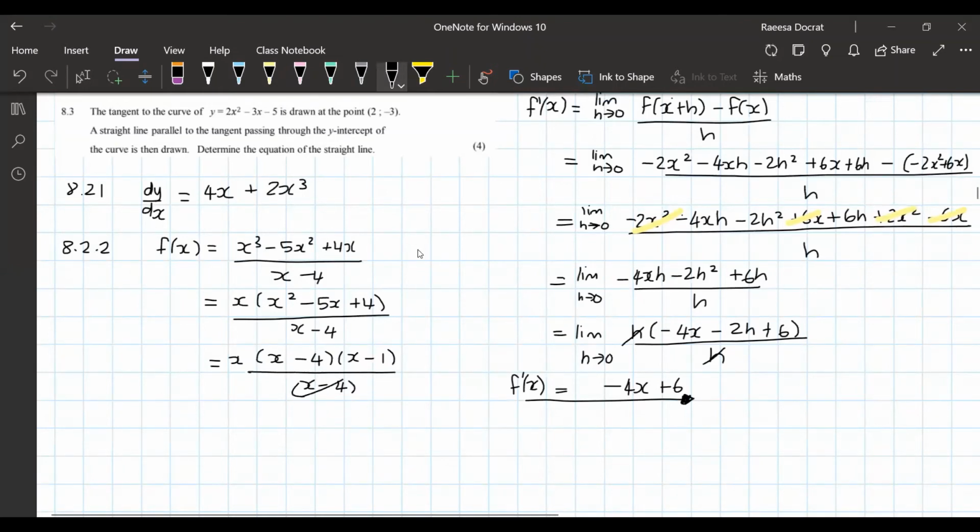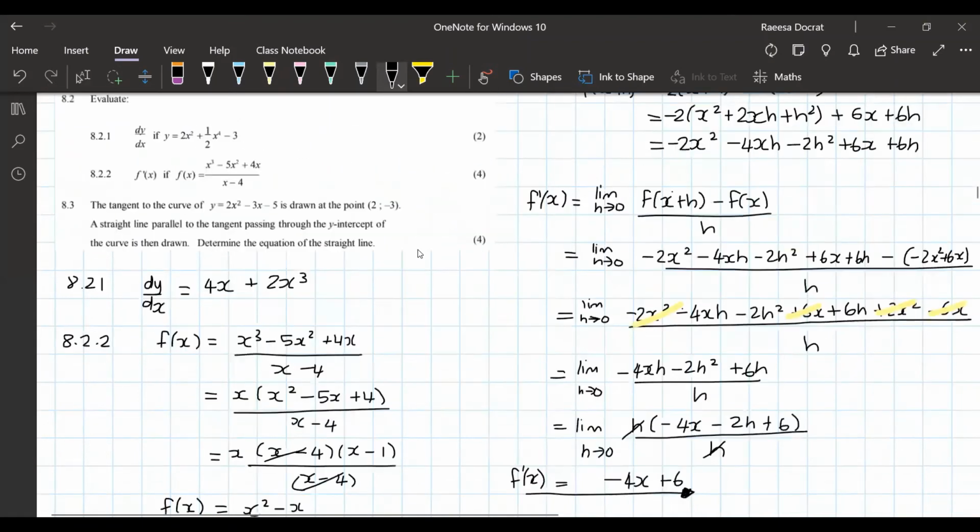And then the x minus 4 can cancel. We can redistribute that x, so it's x squared minus x. So that's what f of x is. Now in this form, we are able to get the derivative. The derivative of x squared is 2x, and the derivative of minus x is minus 1.